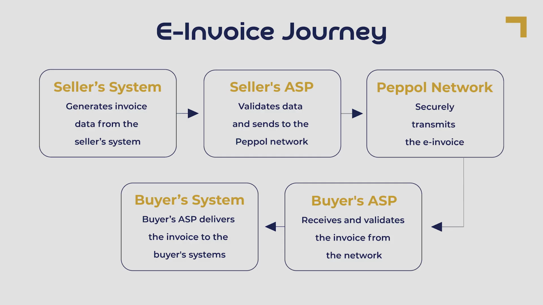The process begins in the seller's system, where invoice data is generated. The seller's ASP validates and sends it through the Peppol network. The buyer's ASP then receives and validates the invoice before delivering it into the buyer's system. This entire flow happens electronically and securely.